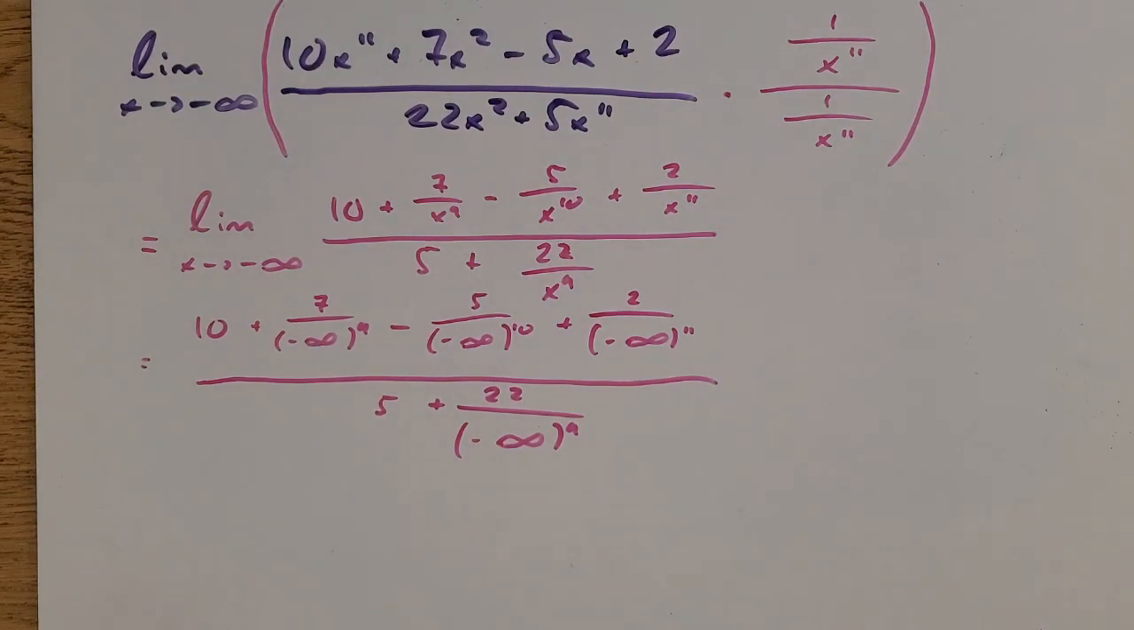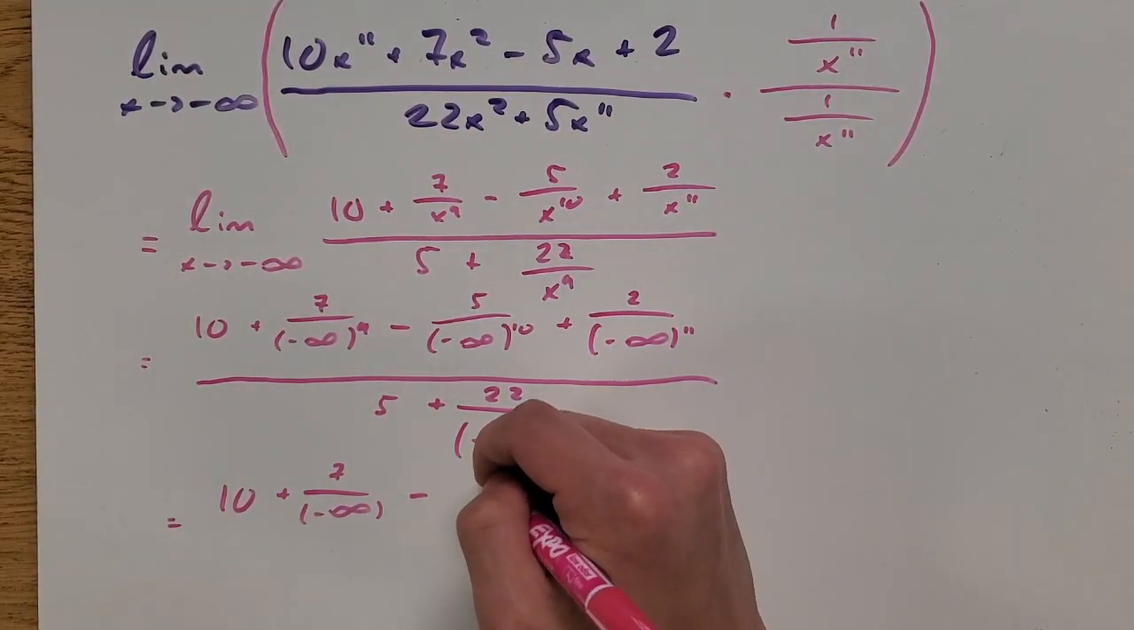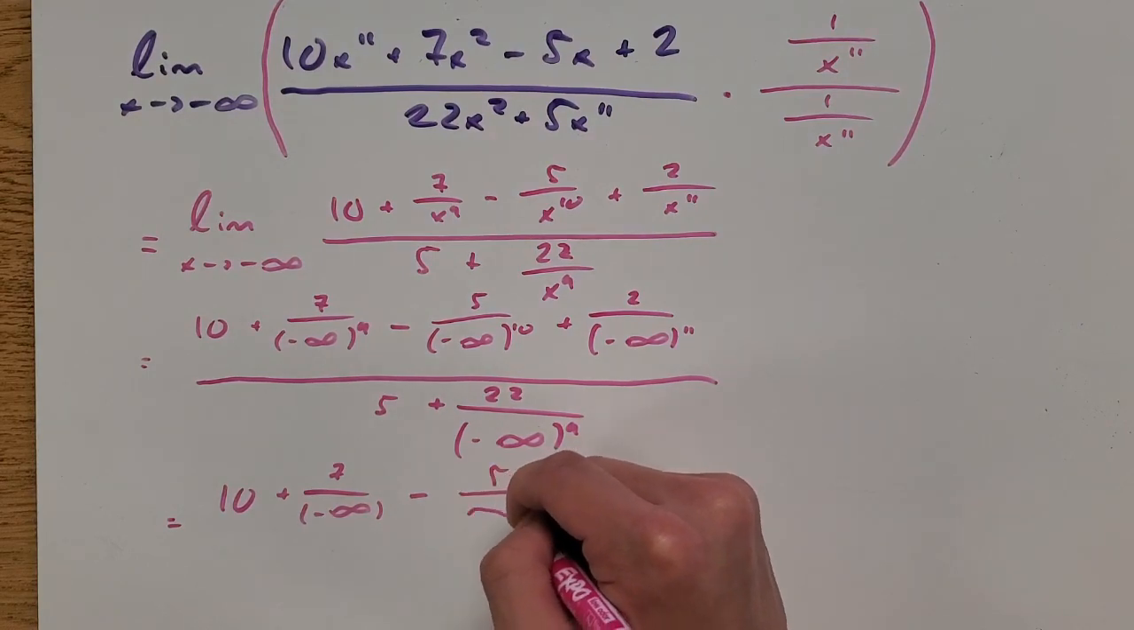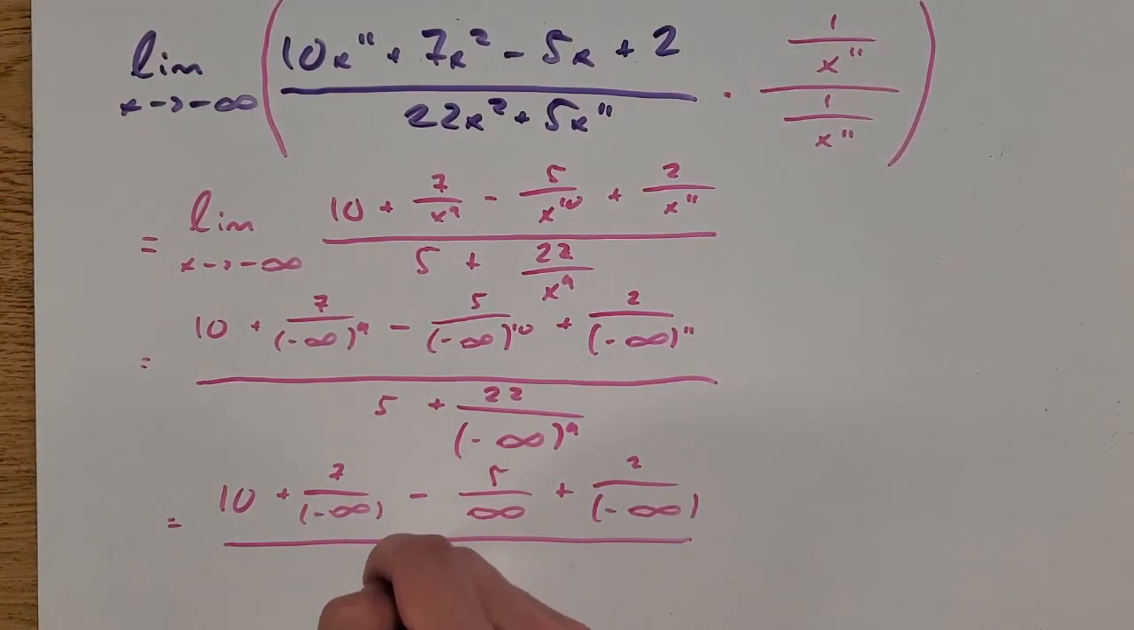Something to remember is that infinity to any power will always be infinity. Negative infinity to an even power will always be positive infinity. Negative infinity to an odd power will always be negative infinity.